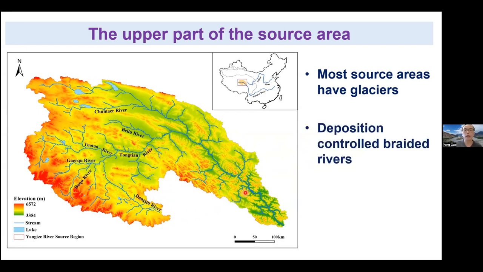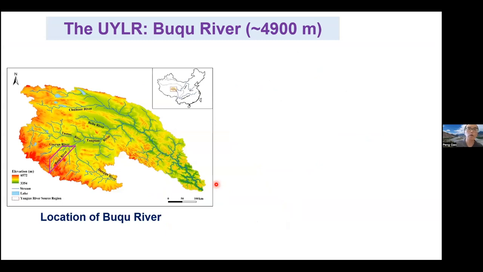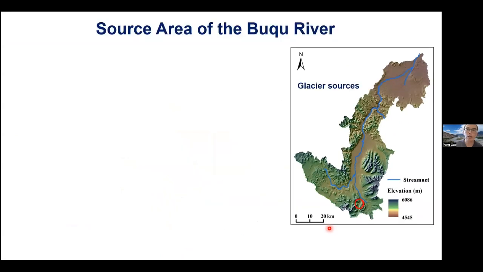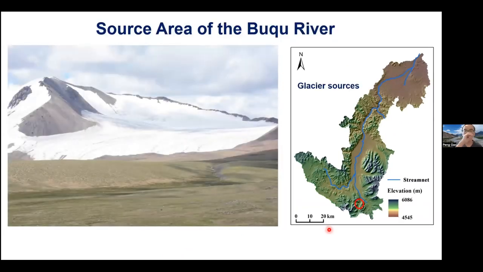And also the alluvial valleys developed in this system are all based on deposition processes rather than erosion processes. Okay, so within this system, I want to start from this very upstream sub watershed, which is called the Buqu River. And in this river, you can see its topographic distribution of the entire watershed. I will start from the very source area of this watershed and show you the picture of its source area.